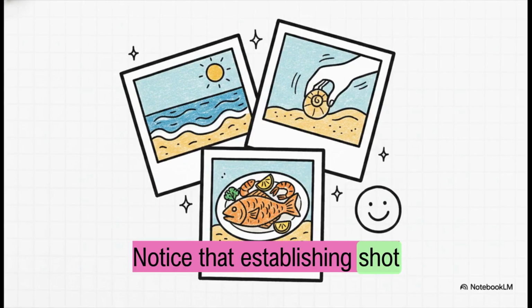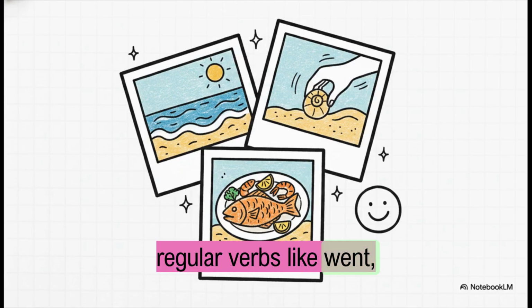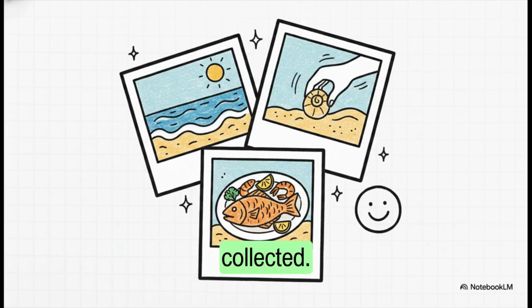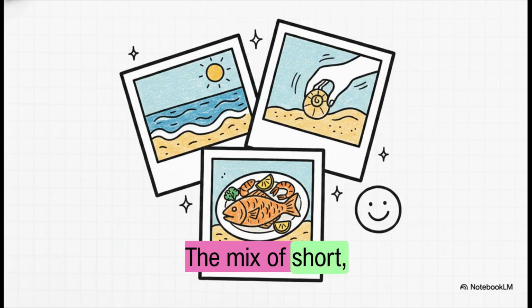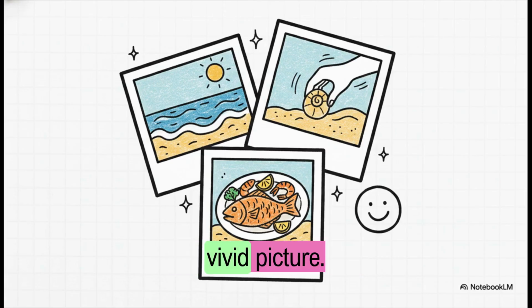Notice that establishing shot right off the bat, last year. Notice the action driven by irregular verbs like went, swam, and ate, mixed perfectly with the regular verb collected. And look at the powerful use of was to set that warm, perfect mood. What makes this so effective isn't just the grammar, it's the rhythm. The mix of short, descriptive sentences creates this breezy, nostalgic pace. In just about 40 words, it paints a beautifully vivid picture.